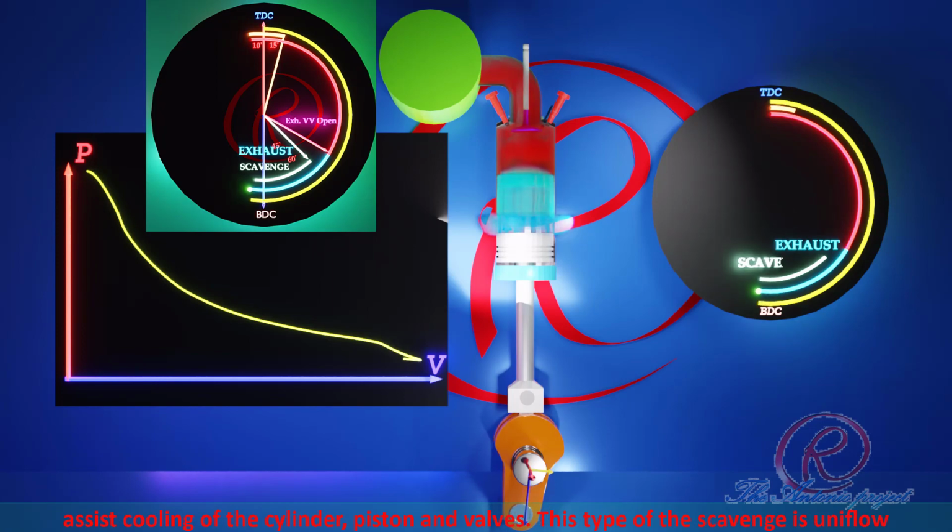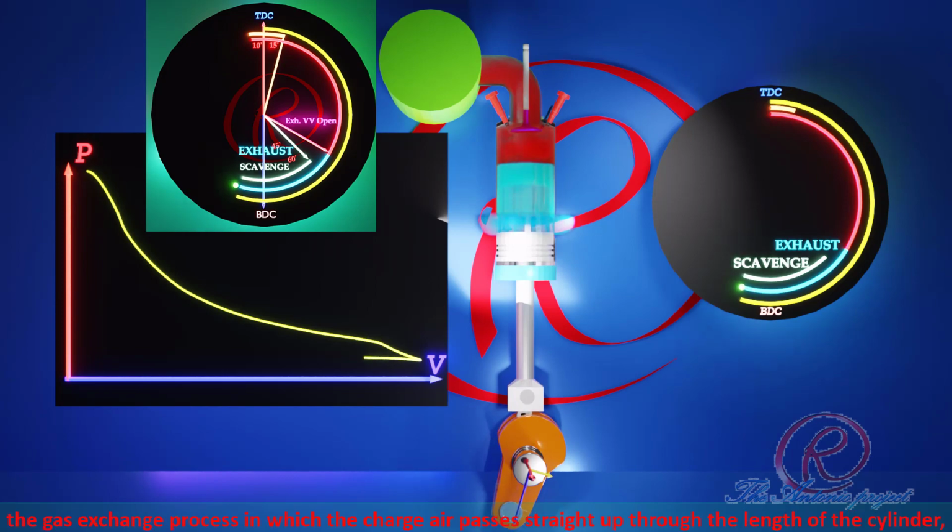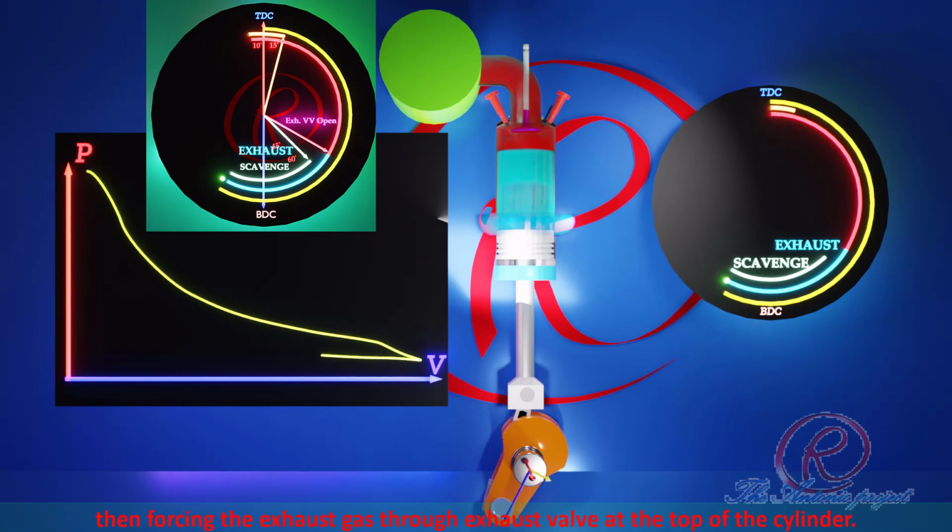This type of scavenge is uniflow, a gas exchange process in which the charged air passes straight up through the ports of the cylinder, then forces the exhaust gas through the exhaust valve at the top of the cylinder.